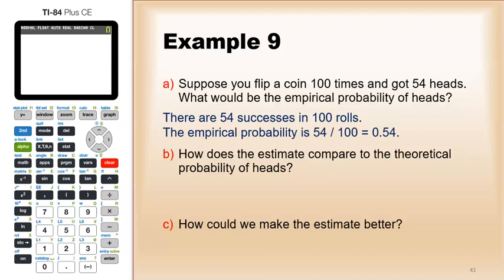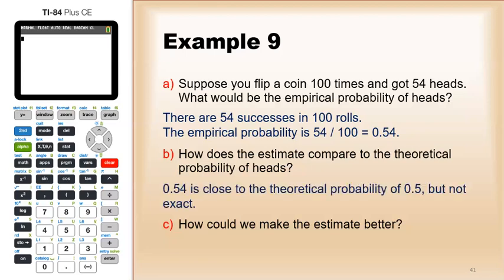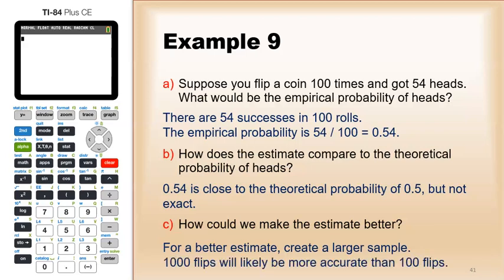So how does this compare to the theoretical probability? Well, the theoretical would be there's one head out of 2 sides, so the theoretical probability would be 0.5. So 54% is close to the theoretical, but not exact. If I want a better estimate, the best way to make a better estimate is just do a larger sample. Instead of flipping 100 times, flip 200. Or 300 or 400 or so forth. So 1,000 flips will likely be more accurate than 100 flips, for instance.